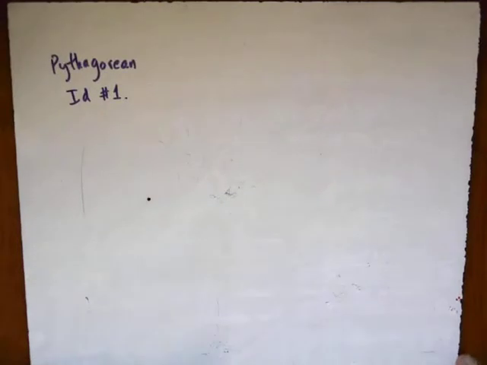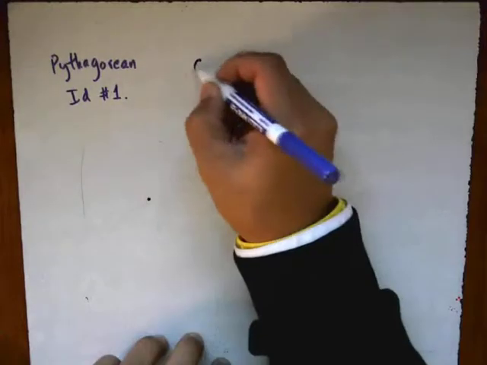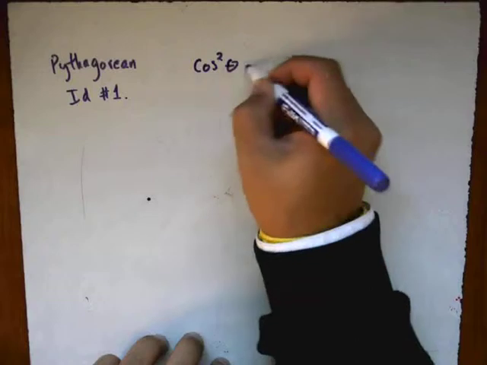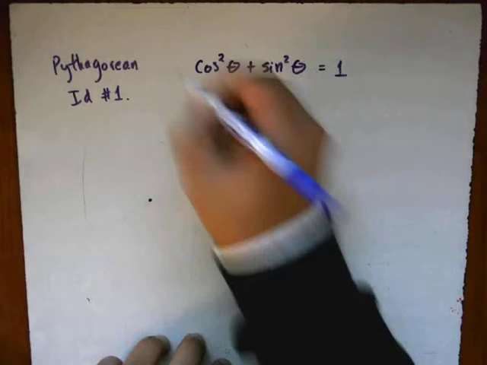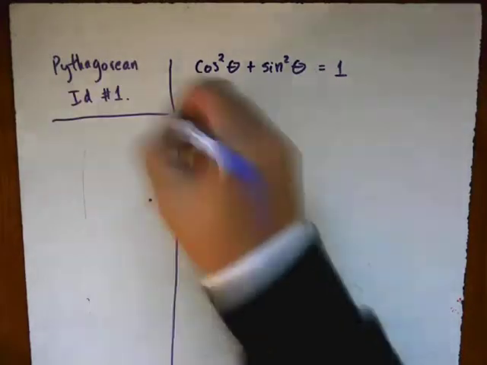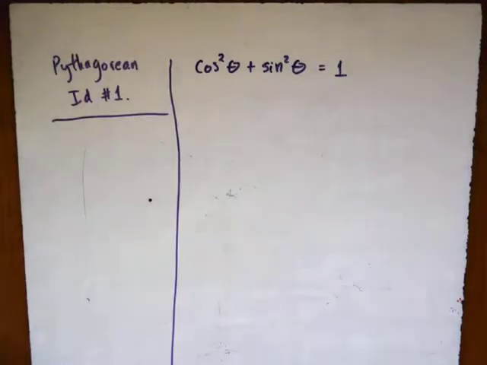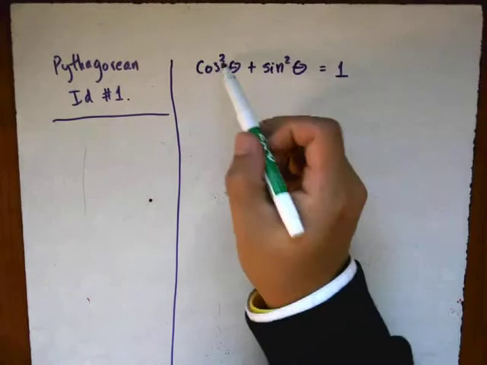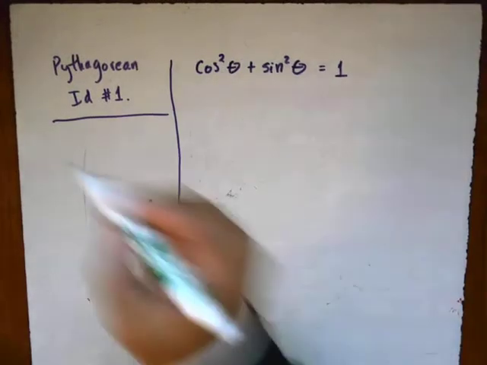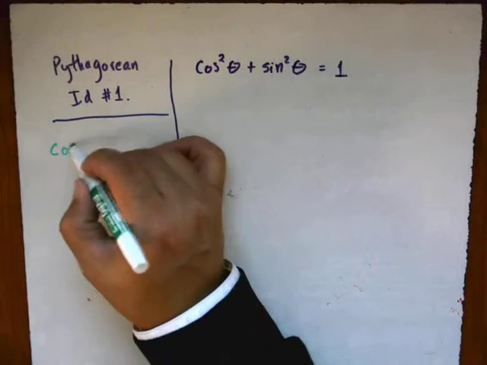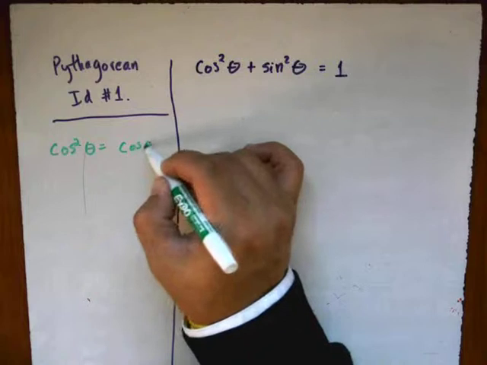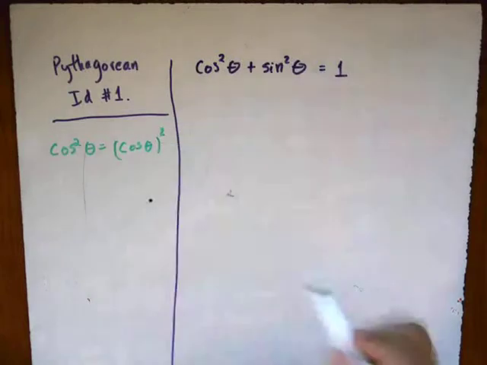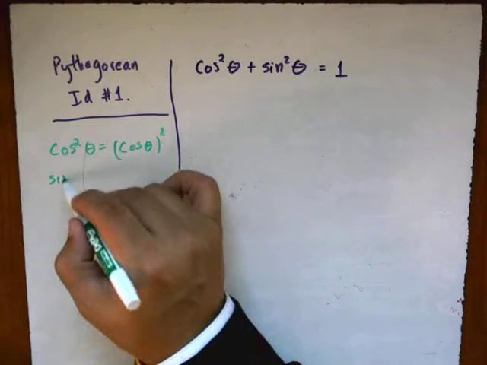But before we get into that, we have to prove one identity, and this identity says cosine squared of theta plus sine squared of theta is equal to 1. Just a quick note on the notation. I'm not sure whose idea it was to put this square here, but it's a little bit confusing, so let me clarify. When you see cosine squared of theta, that's the same thing as cosine of theta, and then the entire thing squared. Same thing for sine.